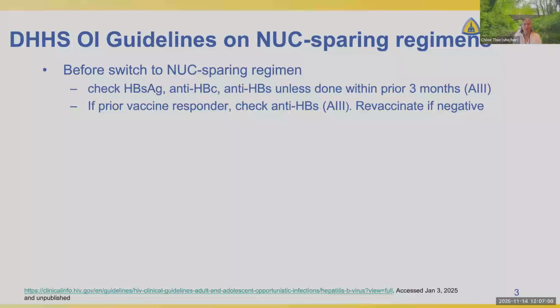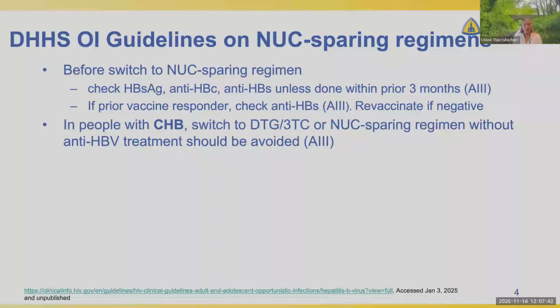All right, so the first one, which isn't changing, is before switching to a nucleoside-sparing regimen, check the triple panel, which includes the surface antigen, the core antibody, and the surface antibody, unless it's been done within 3 months prior to the time you're going to switch. I'll send a reminder to everybody that if your patient is getting their labs done at Hopkins, those 3 tests are all in one panel. You don't have to select them individually. If someone is a known prior vaccine responder, you should check the surface antibody, and if that's negative, they should be revaccinated.